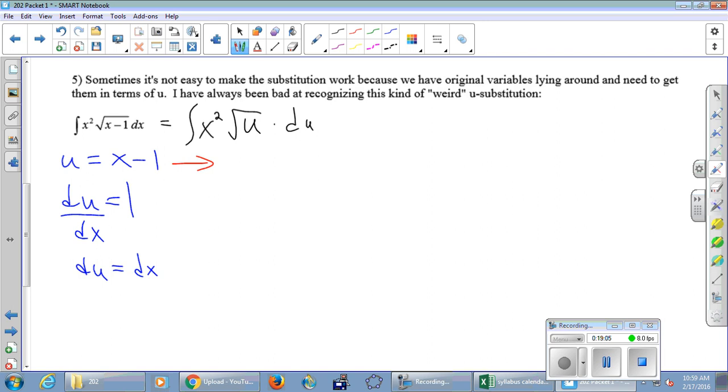Solve this equation for x. Add 1 to both sides. And therefore x squared, which is the thing that we want, is really u plus 1 squared. So this equals, changing the x to a u plus 1, still squared, square root of u du. I'm not saying it's going to work. I'm not saying that's any better, but I am saying it's something with only u's and no x's, so at least there's a chance.